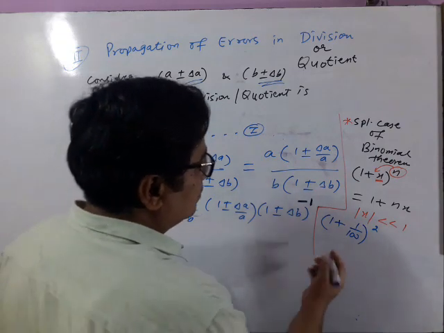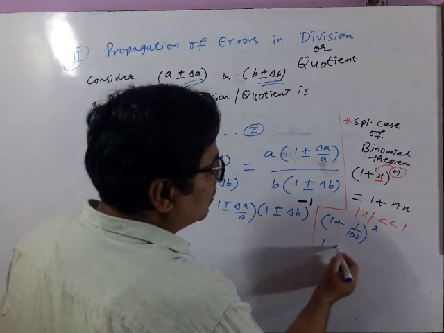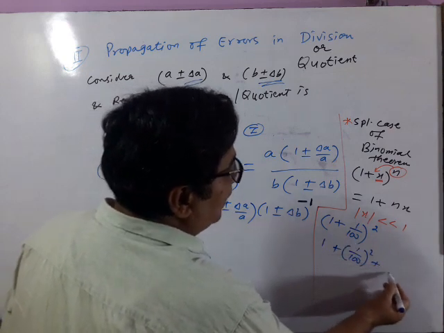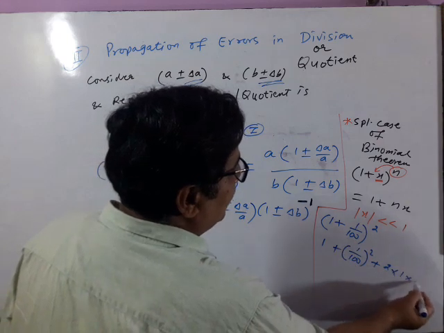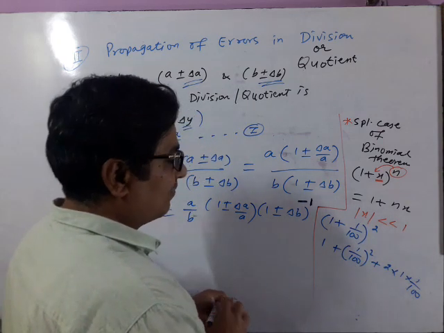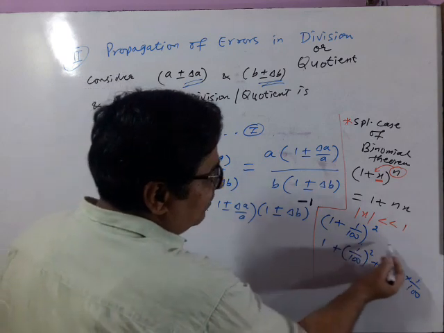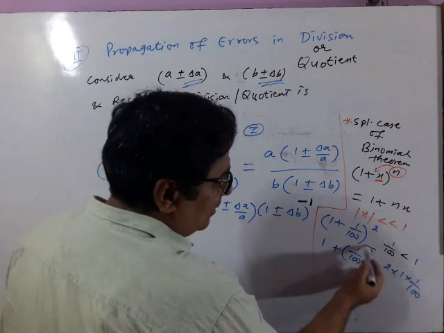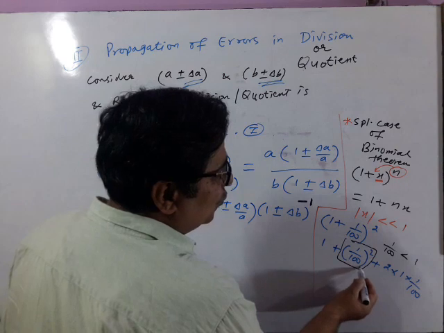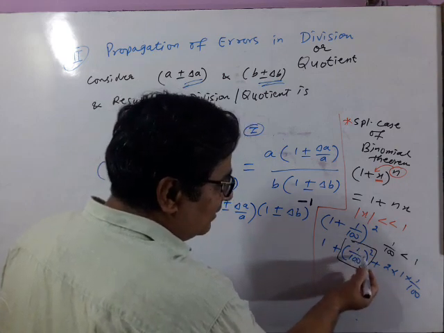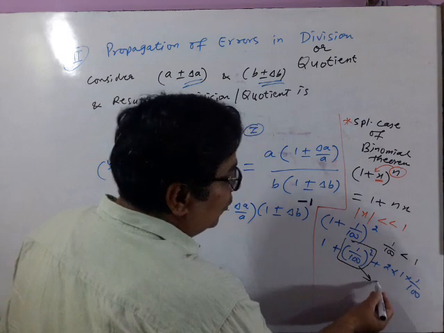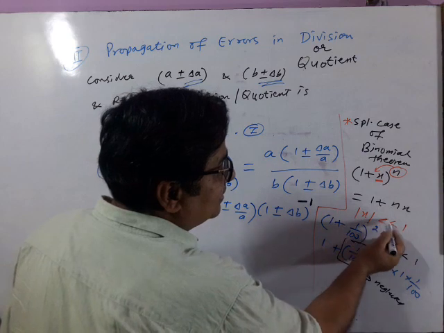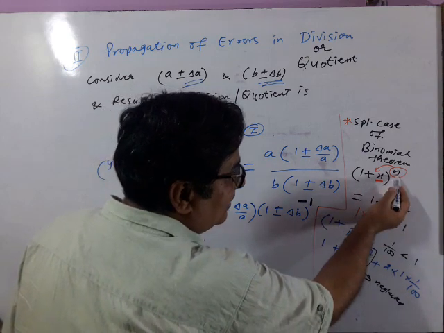A square plus b square, 1 square plus b square 1 by 100 square, plus 2ab, 2 into 1 into 1 by 100. Now this 1 by 100 is less than 1. So think 1 by 100 square is so small, 1 by 100 whole square is so small, it is neglected. So under this condition, when mod of x is very, very less than 1, we can multiply this power here.